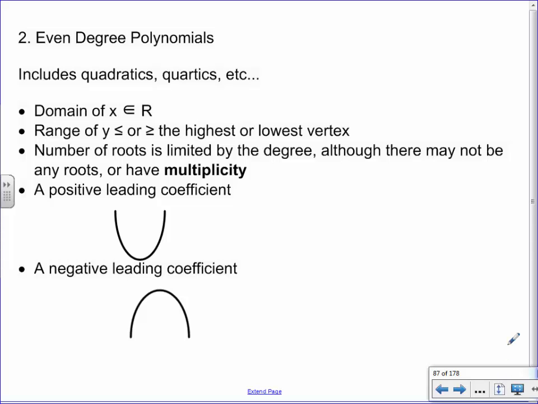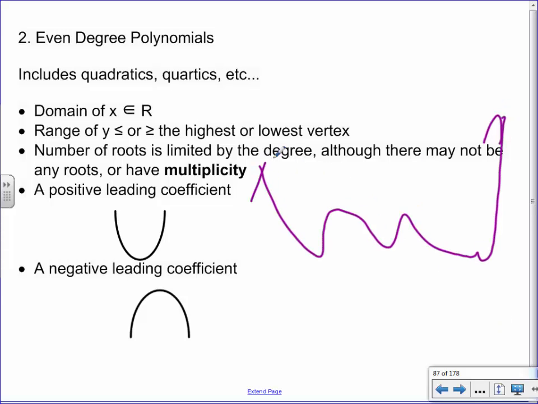Okay, then here's your even degree polynomials, and these always have a quadratic-ish shape. I mean, they could look like this. They could look like this. But they always start and end in the same hemisphere, if that word makes sense. Like it either starts and ends at the top of the graph, or it starts and ends at the bottom of the graph. It doesn't go across quadrants, right?